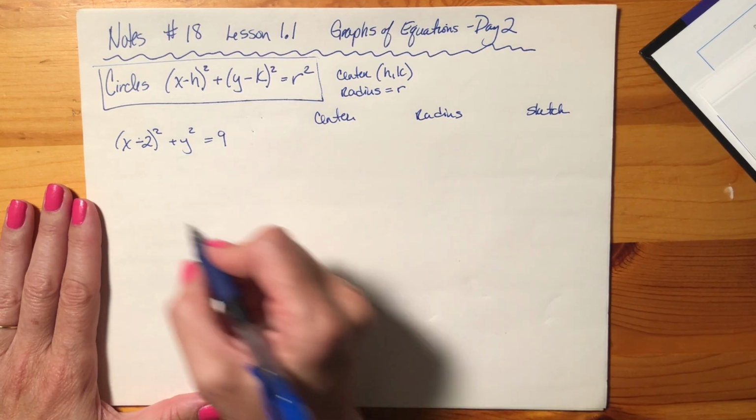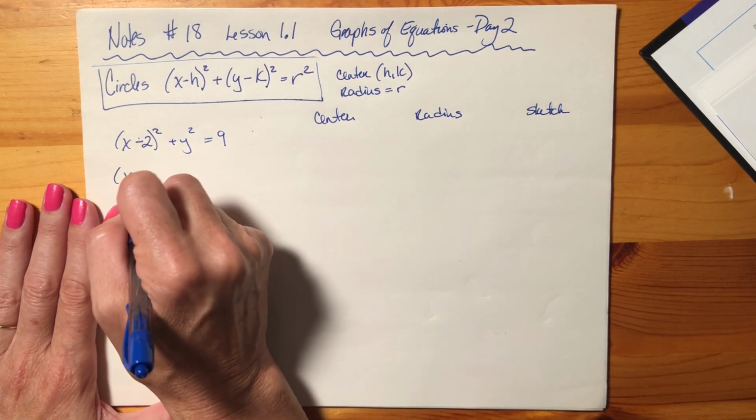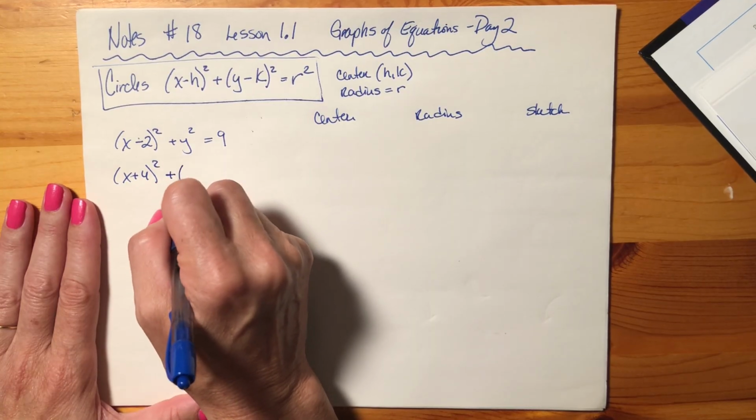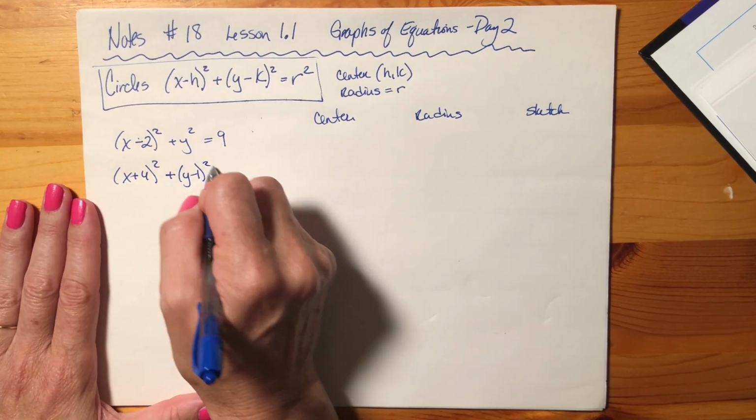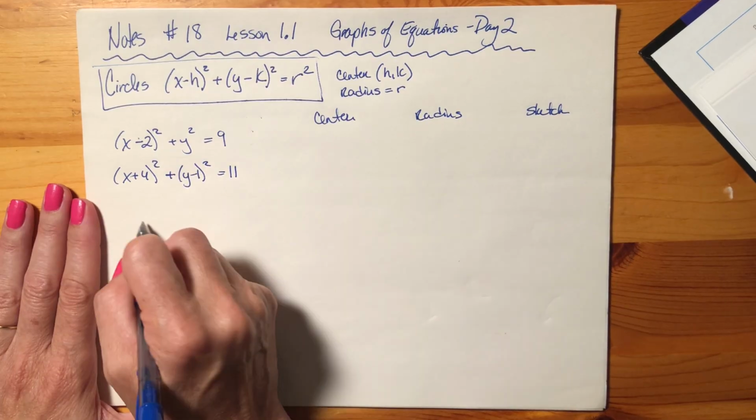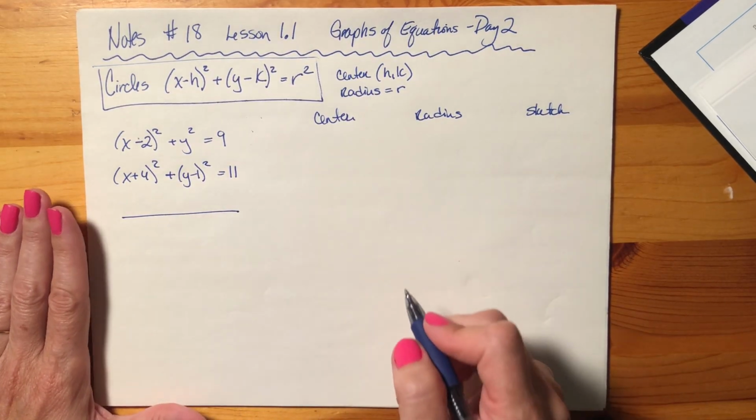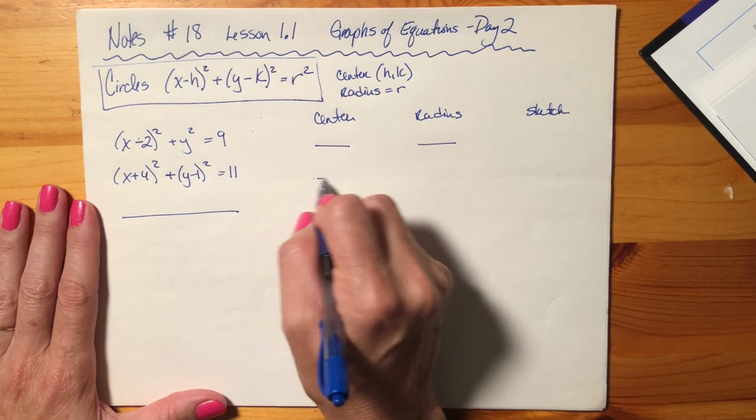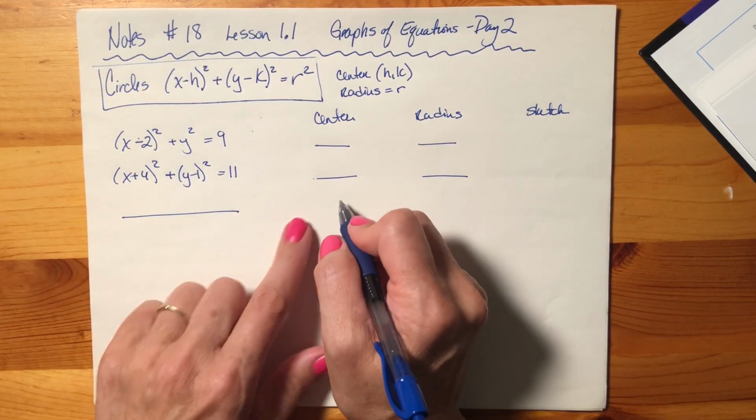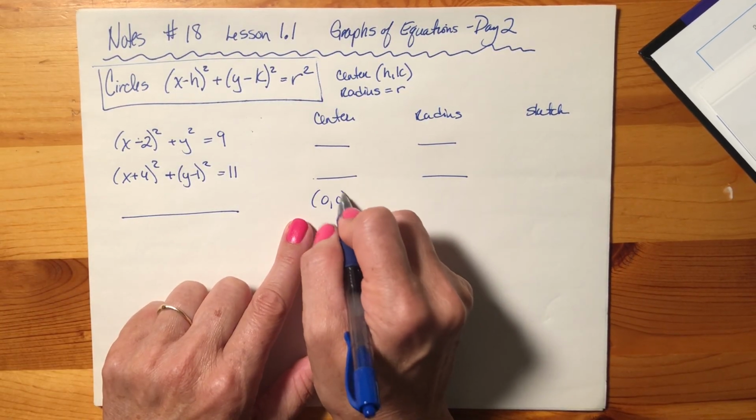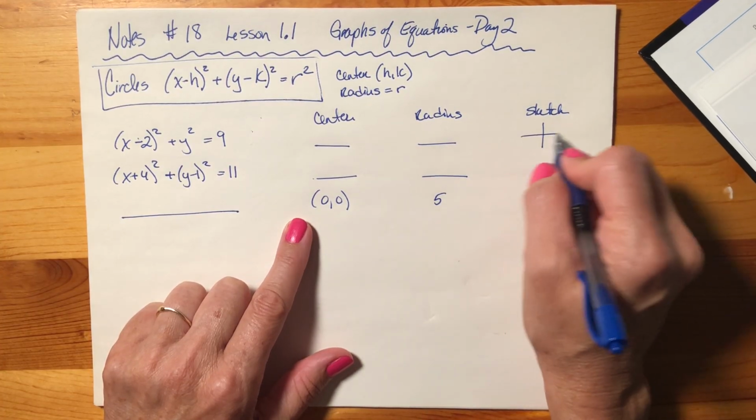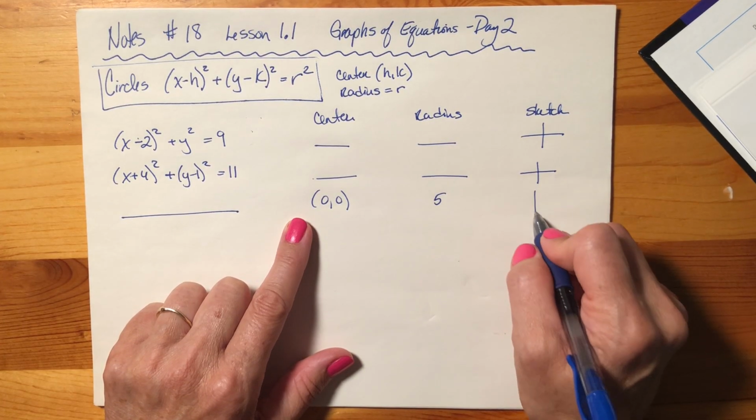A couple of them. Let's do (x plus 4) quantity squared plus (y minus 1) quantity squared equals 11. And then, I'm going to mix things up for that last one. So let's go ahead. We're going to fill these in like this, and then here I'm going to tell you the center is (0, 0), and the radius is 5. And we're going to make little sketches of these. It's a fun little chart here.